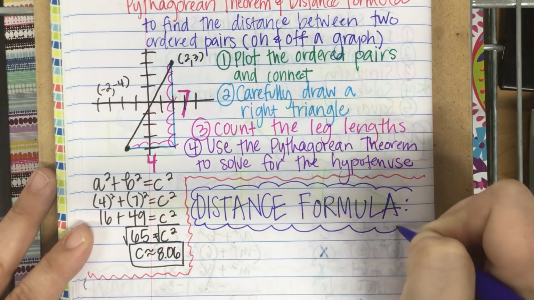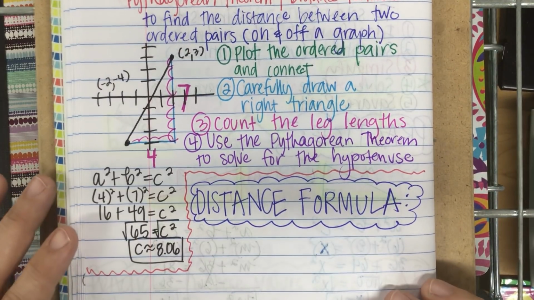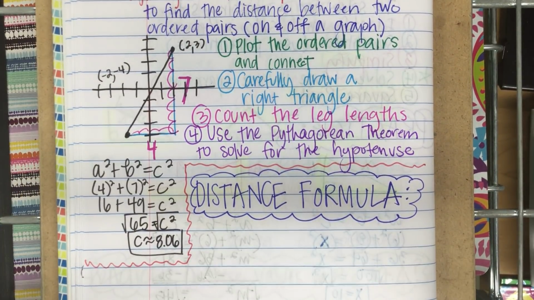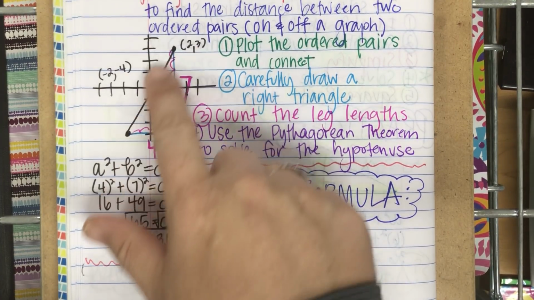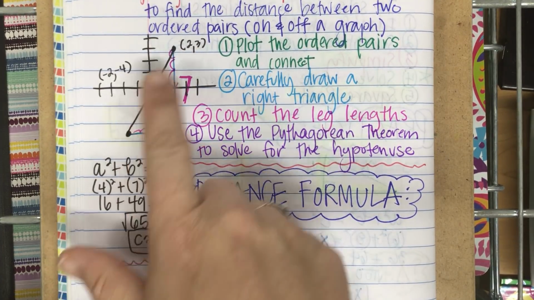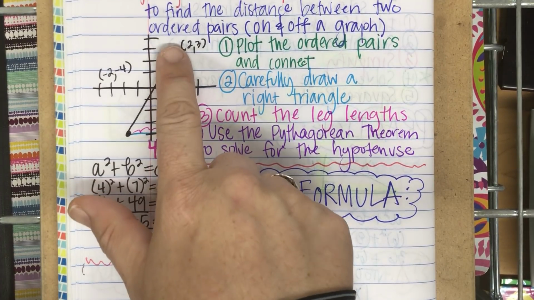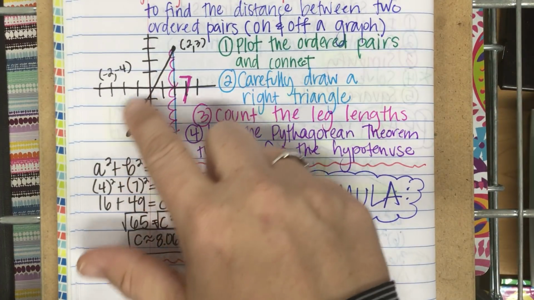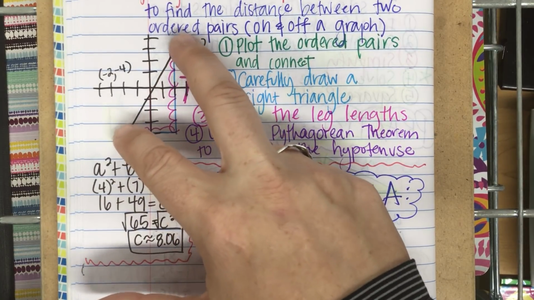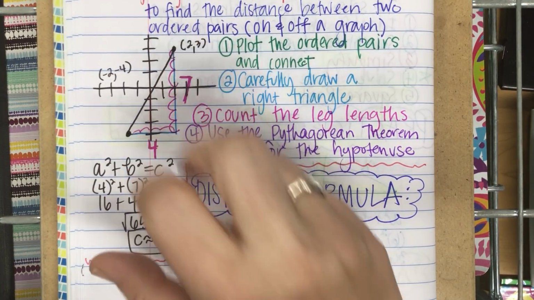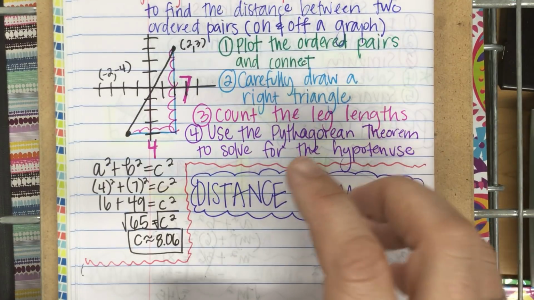And this is what we use when we do not have a graph. So this is when there's no picture. They just give us 2 ordered pairs. And if we talk through how we used the Pythagorean theorem, we're solving for the hypotenuse every single time, right? Because if we were just trying to find the distance between 2 vertical lines, we'd just count it. This is the distance between 2 points that are diagonal, right? So we cannot count it. So we're always going to be solving for the hypotenuse.